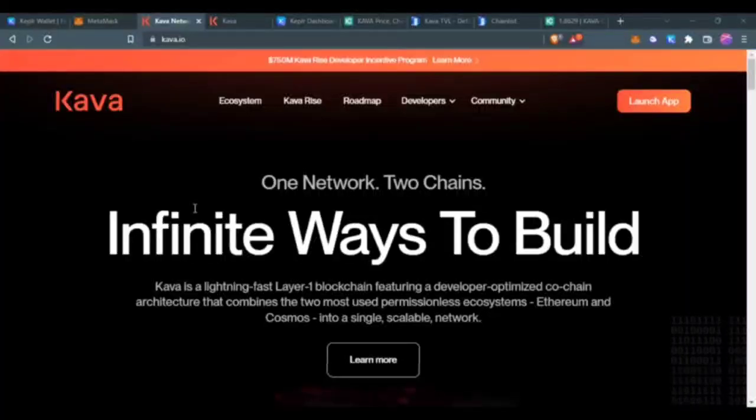This is another new Money Matrix tutorial. And in this tutorial, we will be having an updated overlook as well as a walkthrough on the Kava project from the Kava Labs company.